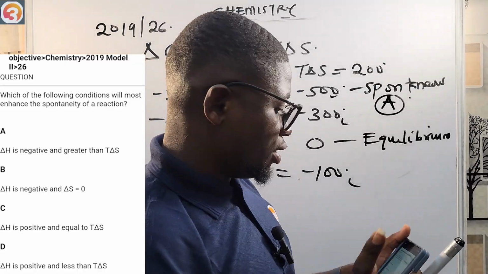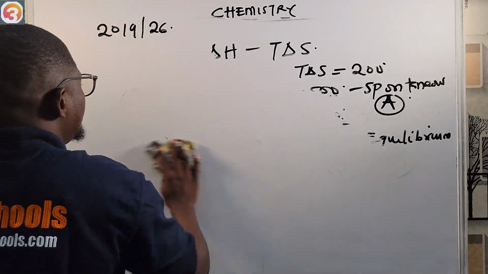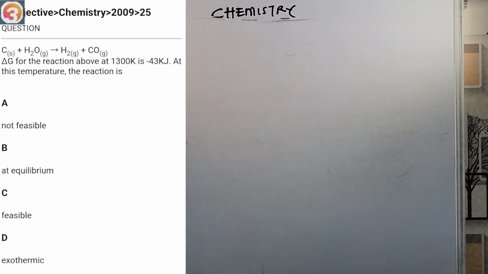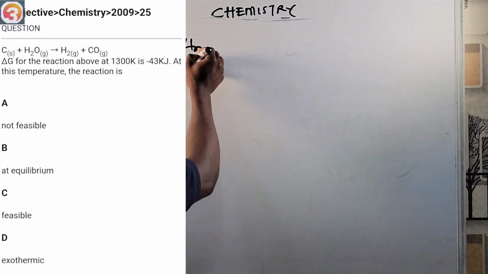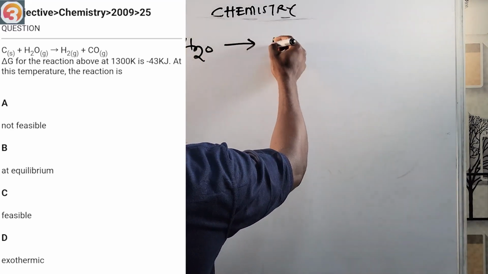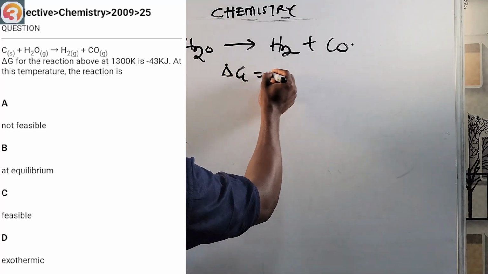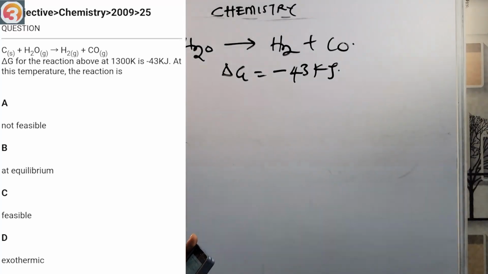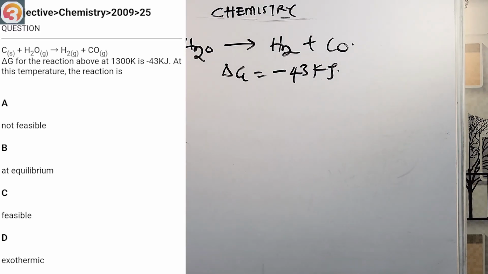All right, so we're given another question again. It's a 2009 question, number 25. We are given a reaction between carbon and steam, steam H2O reacting to give you H2 plus CO. They say delta G for this reaction is minus 43 kilojoule. Since we already know that delta G is negative, that means the reaction is spontaneous. Let us see the options.